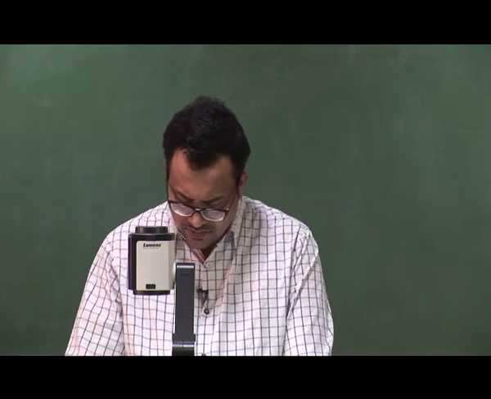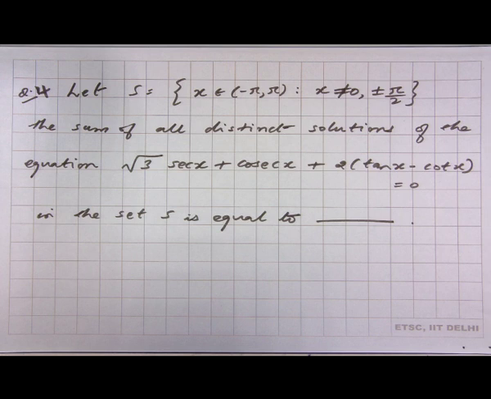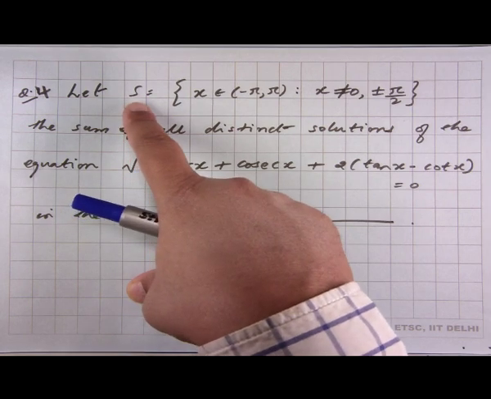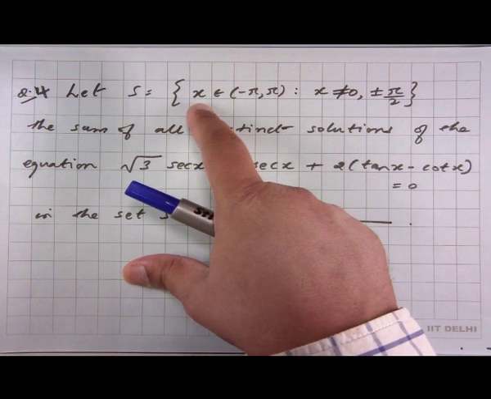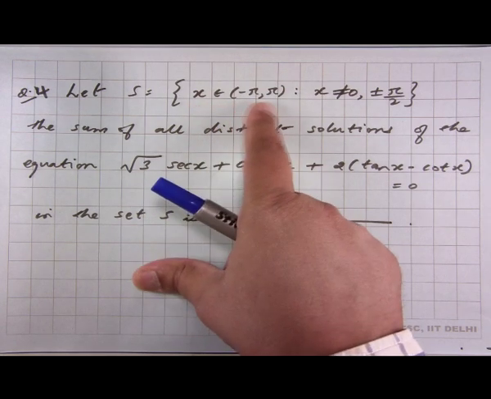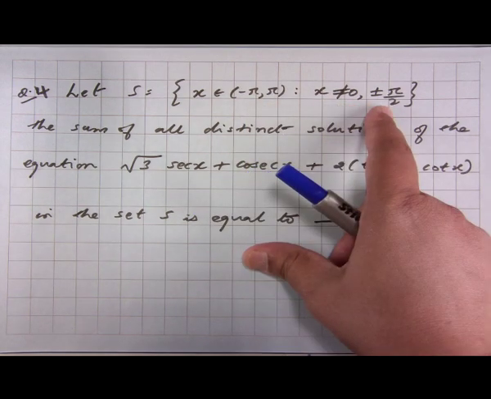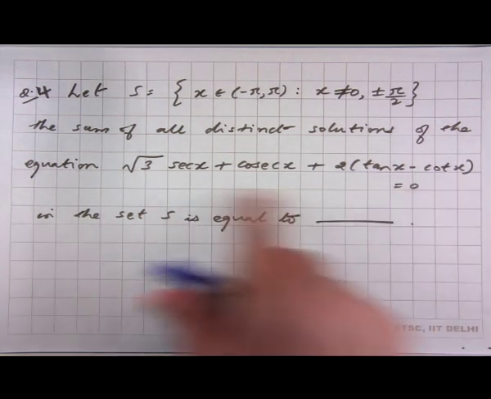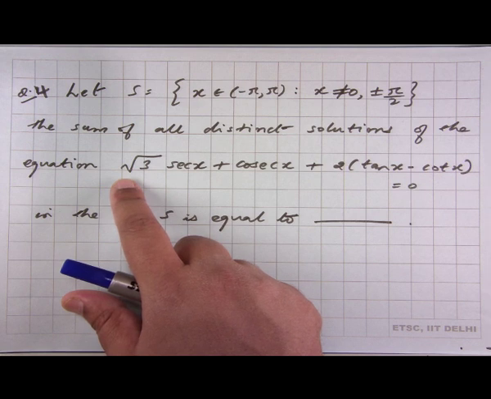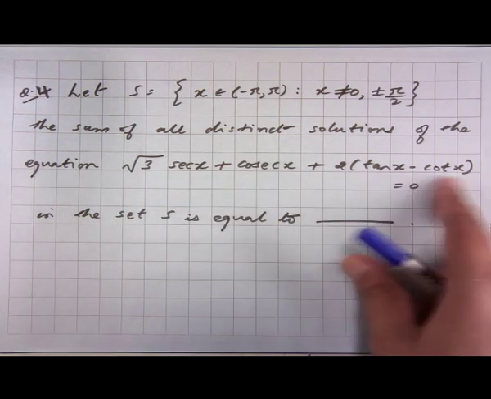So here is another interesting problem, and this is also a problem from one of the previous JEE exams. It says let S be this set. We are essentially restricting our x to the open interval minus pi to plus pi, and x is not allowed to take the values 0, plus pi by 2 and minus pi by 2. And then we have a trigonometric equation, and we are asked to find the sum of all the distinct solutions to this trigonometric equation.